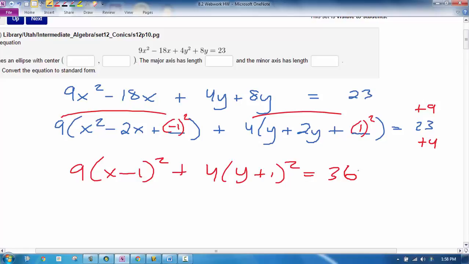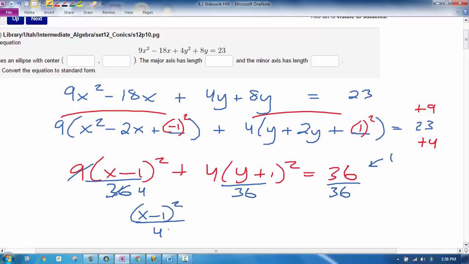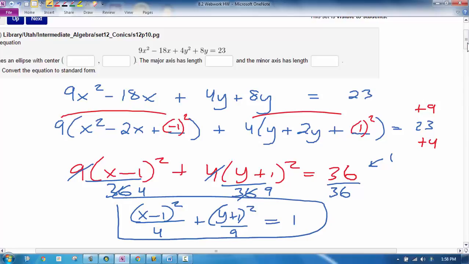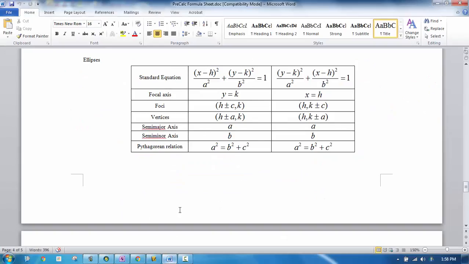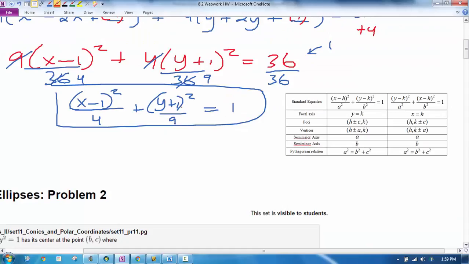Now the equation for an ellipse has a 1 here, so I'm going to have to divide everything through by 36 in order to get it in standard form for an ellipse. And that gives me x minus 1 squared over 9 goes into 36 4 times, plus y plus 1 squared over 4 goes into 36 9 times. And now we have standard form, so now our equation's in the form that we want it in. Now, I'm going to pull up the formulas in the formula sheet because we can compare and find out exactly what we're dealing with.